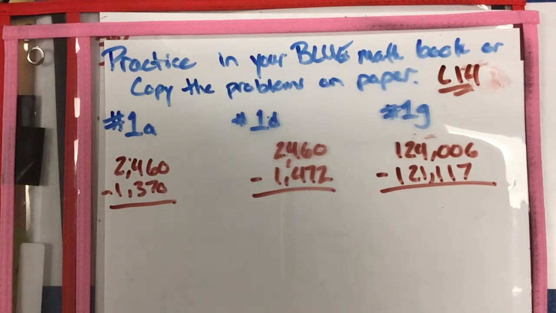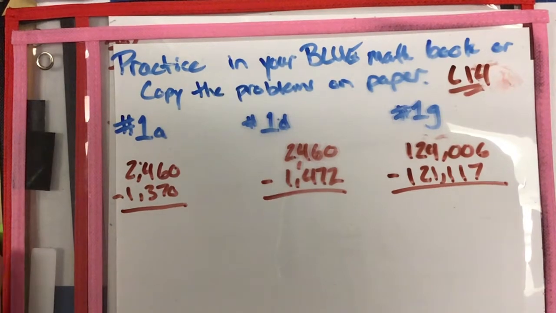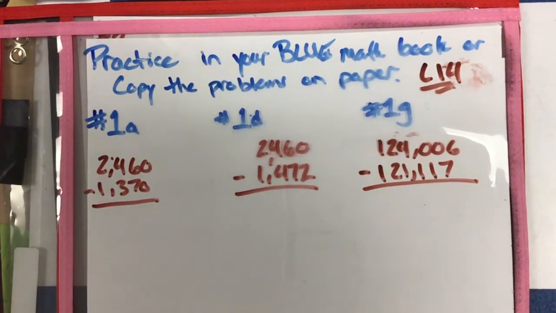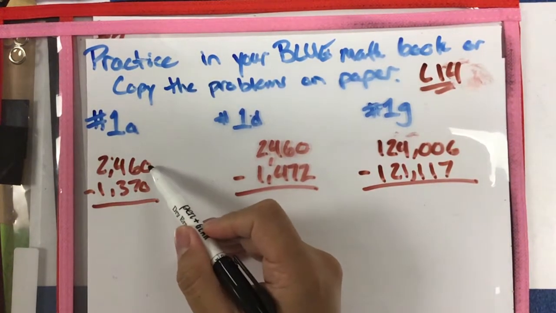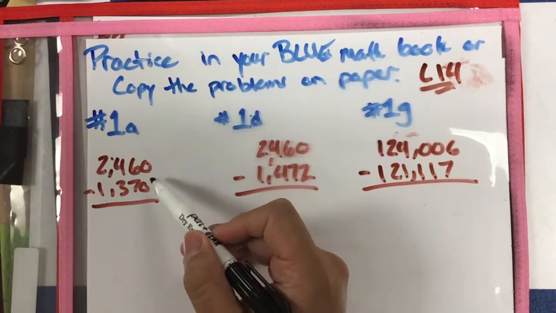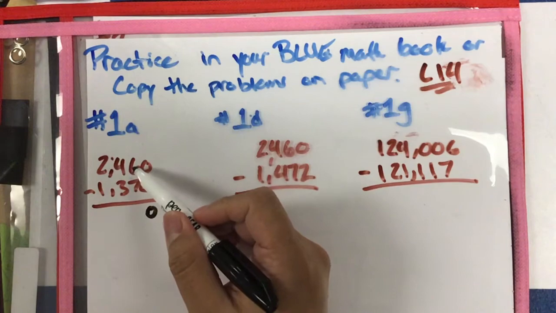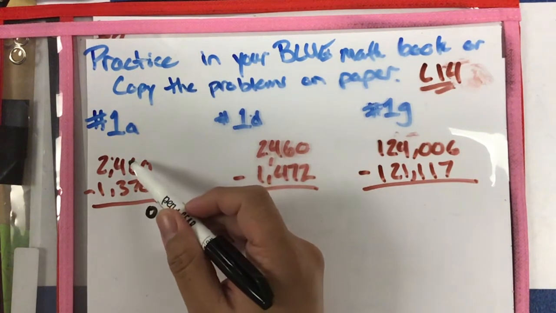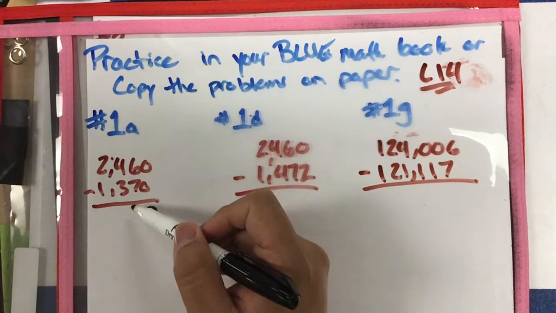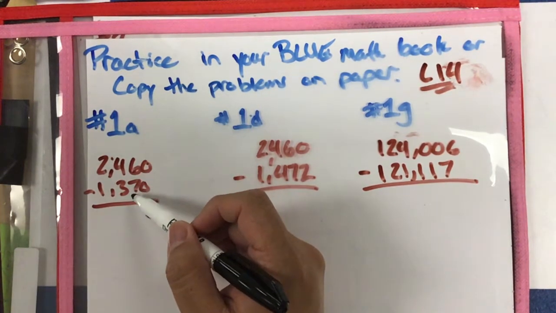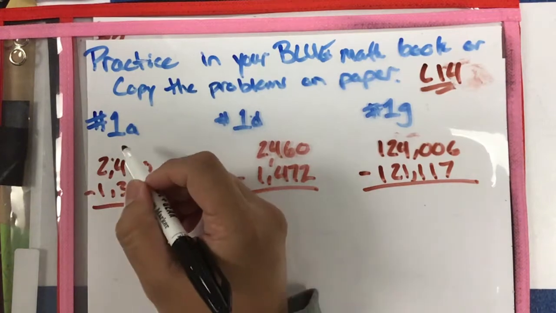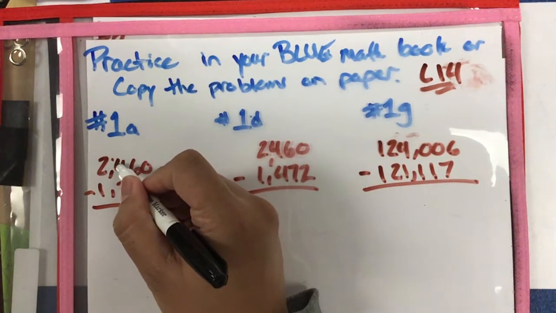All right. So we're going to look at our 3 problems, and we're going to try to determine, do we need to borrow, or do we need to decompose, or are we able to subtract? So looking at 1A, we have 0 minus 0. So I know that means it's going to be 0. But then we have 6 minus 7, and if we think that's 6 tens minus 7 tens, we can't take 7 away from 6. So we're going to have to decompose one of our hundreds.